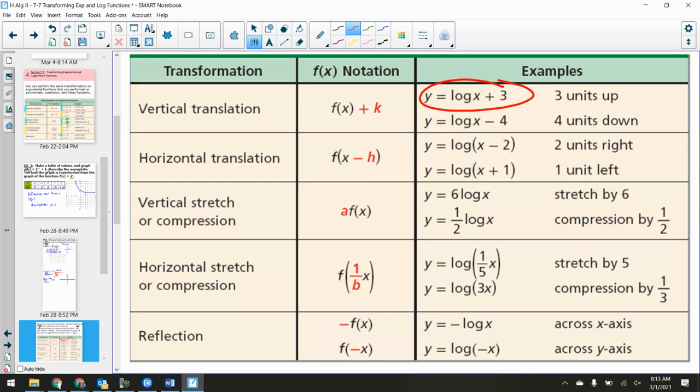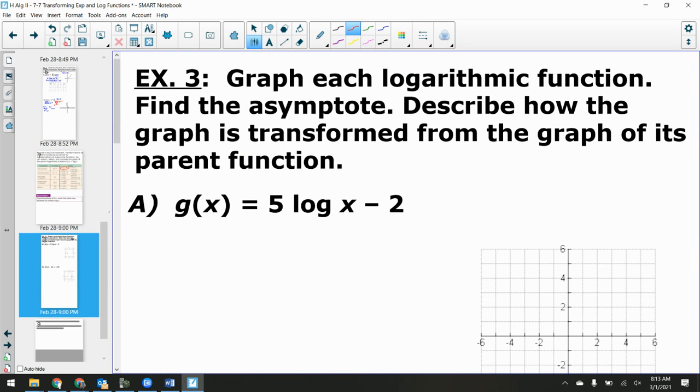Okay? Dramatic pause. All right, let's take a look here. Graph each logarithm, find the asymptote, describe how the graph is transformed from the graph of its parent. All right, I've got 5 times the log of x minus 2. Go ahead and guess what you think is going to happen. I want you to write down the transformations that you think are going to happen.